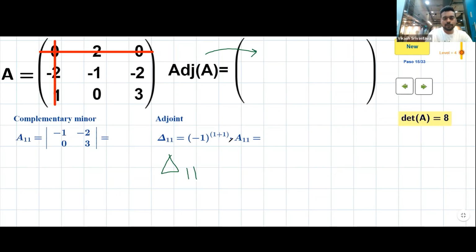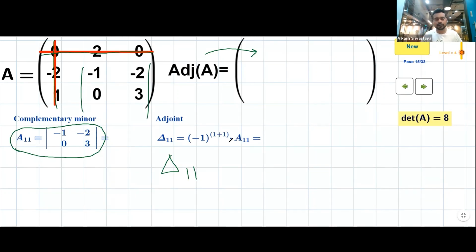Firstly, we need to calculate what we call the complementary minor, right? When you're talking about the first row and the first column, you discard the first row and the first column, and then you only focus on whatever is left, right? So we can write in this fashion: A11. This will be the determinant of this particular matrix, right? This is called the complementary minor.